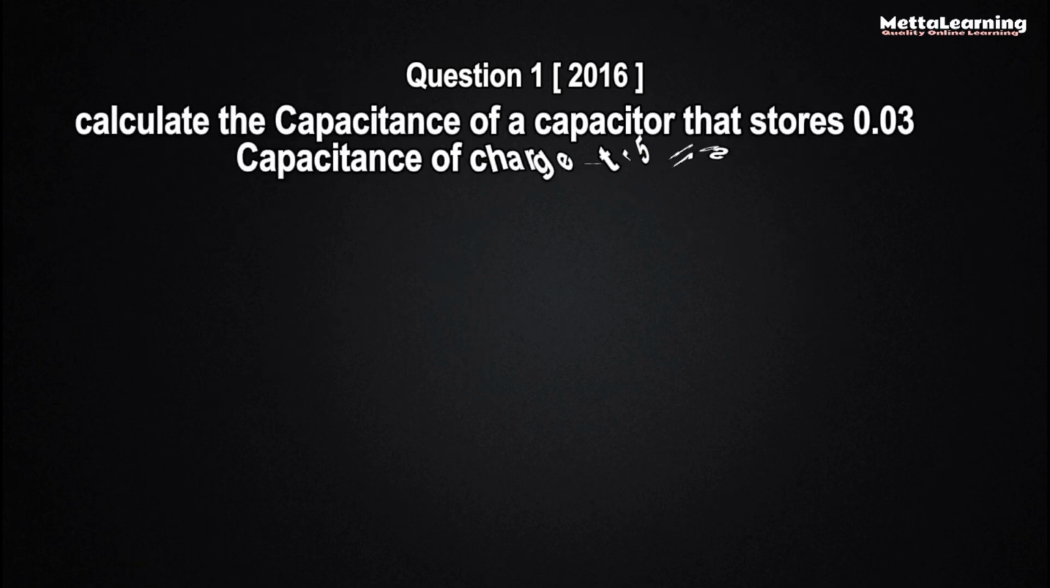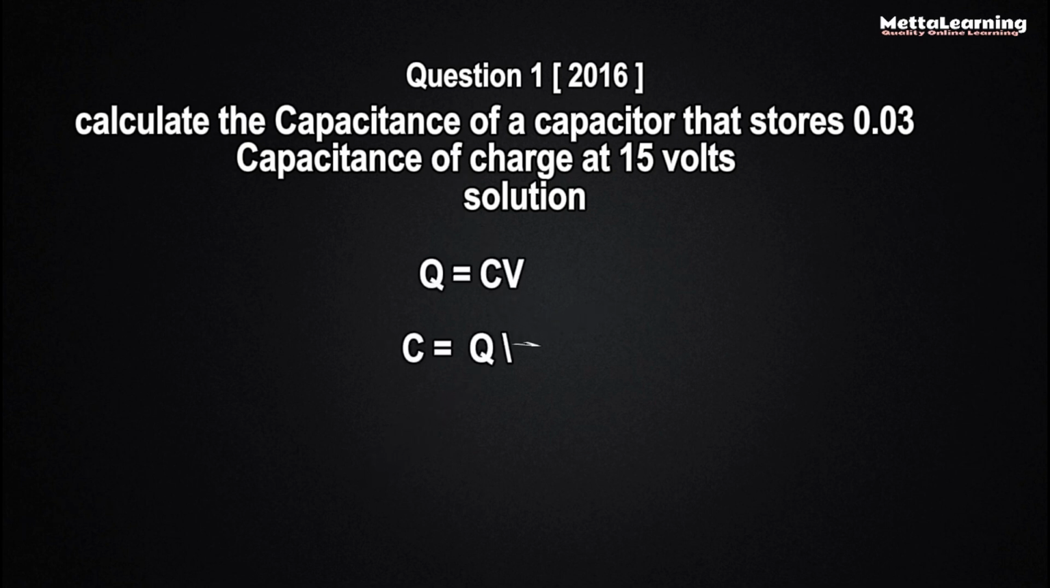First question here, which is from the year 2016. It says calculate the capacitance of a capacitor that stores 0.03 coulombs of charge at 15 volts. So to calculate the capacitance of a capacitor, we must use the formula Q equals CV. Now we are calculating the capacitance, so we have to make C, which is the capacitance, the subject of the formula.